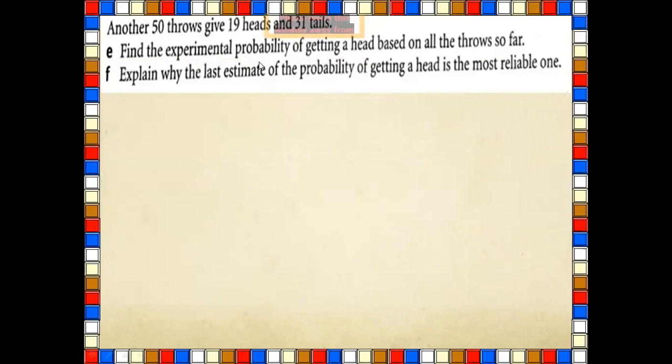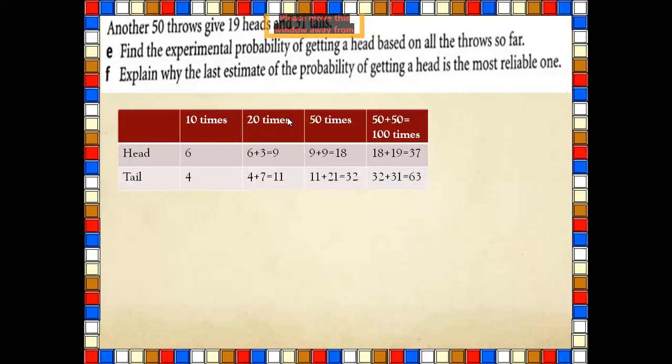Yes, Habib. Teacher, I can't read. There's a small window. Habib, wait. Another 50 throws. I will show you the table. So he did it another 50 times. So far we had 50 and he did it 50 more times. We get 100 in total. He got 19 heads plus the previous 18 heads, and 31 tails plus the 32 previous tails. So this is what we got in the end. And part E says find the experimental probability of getting a head based on all the throws so far.